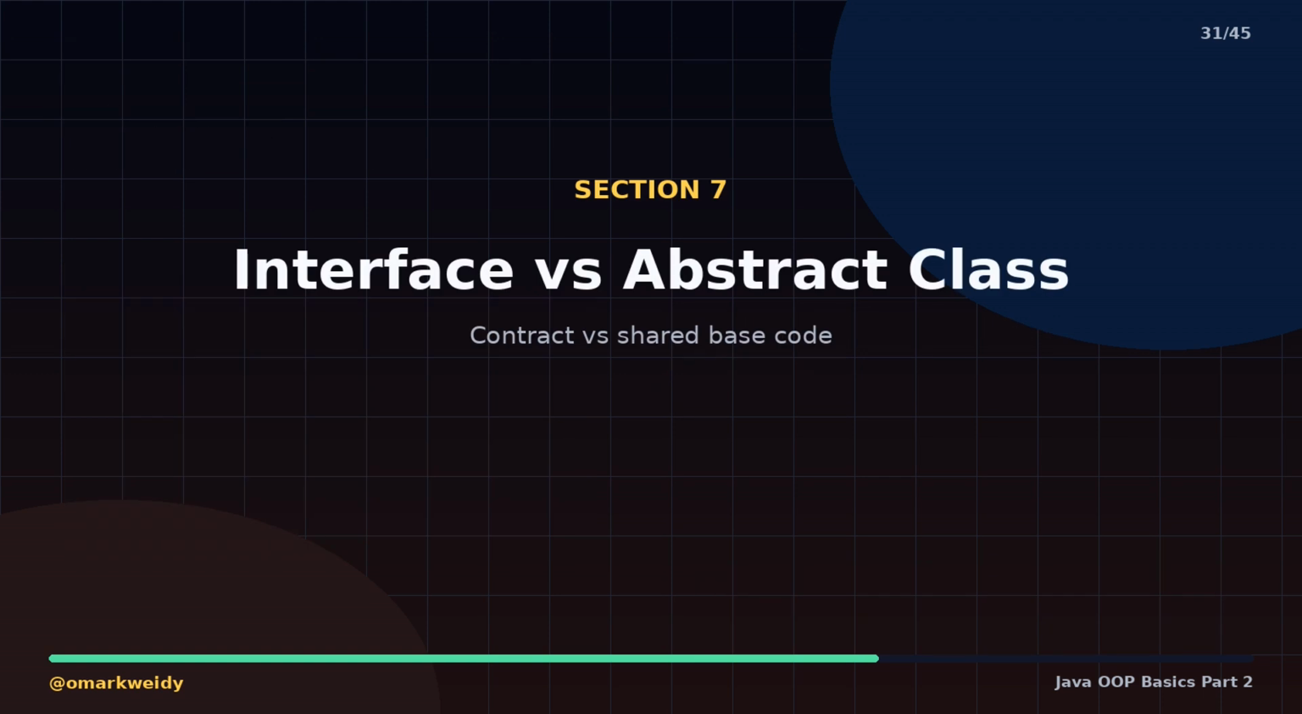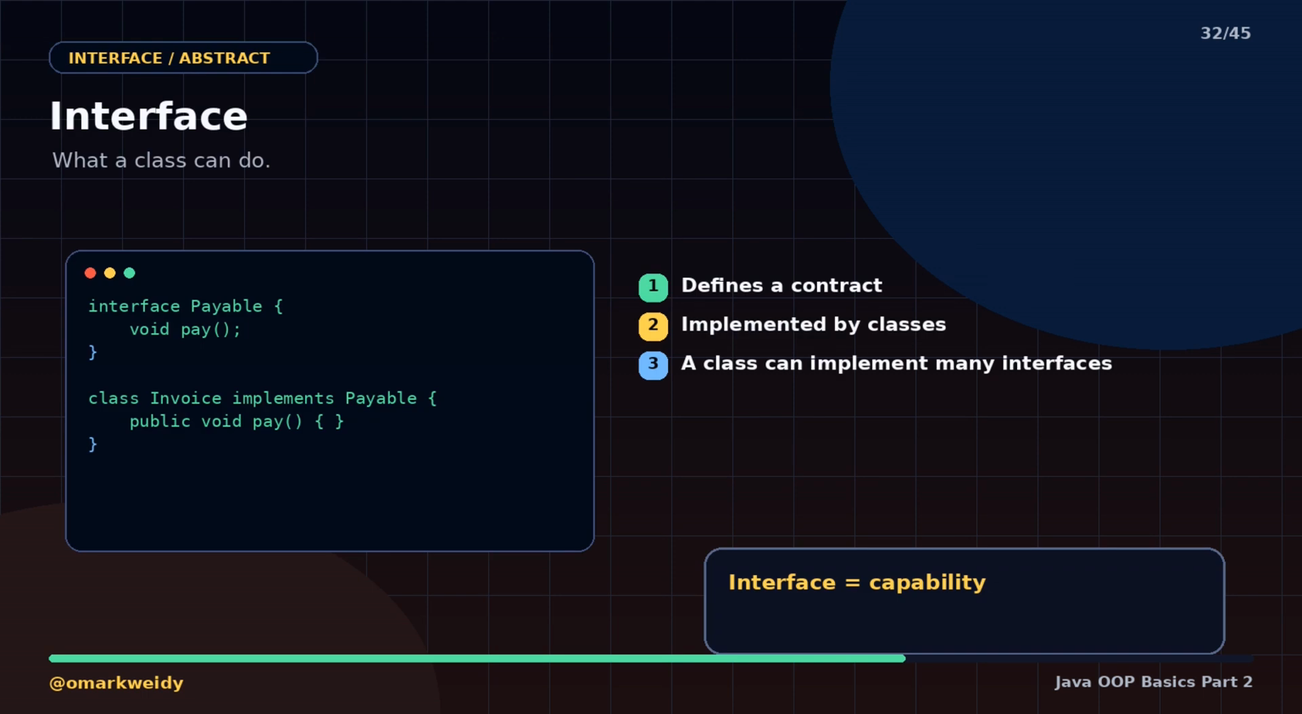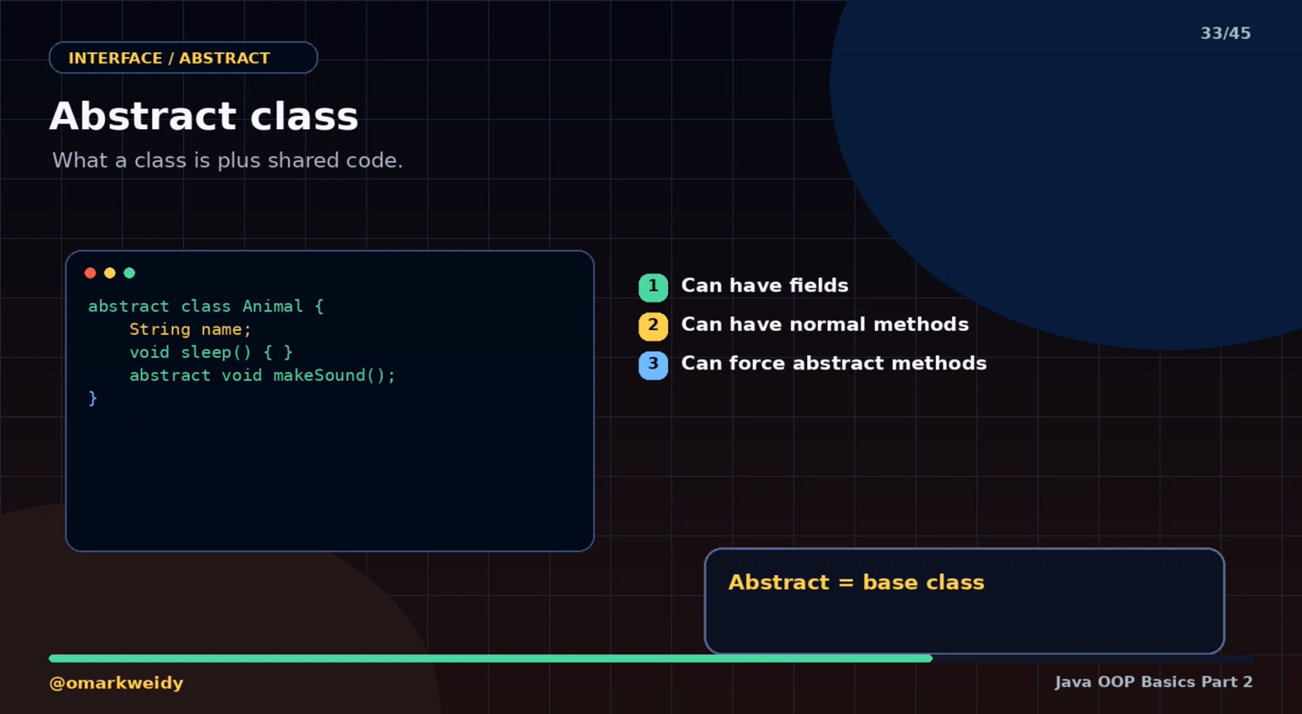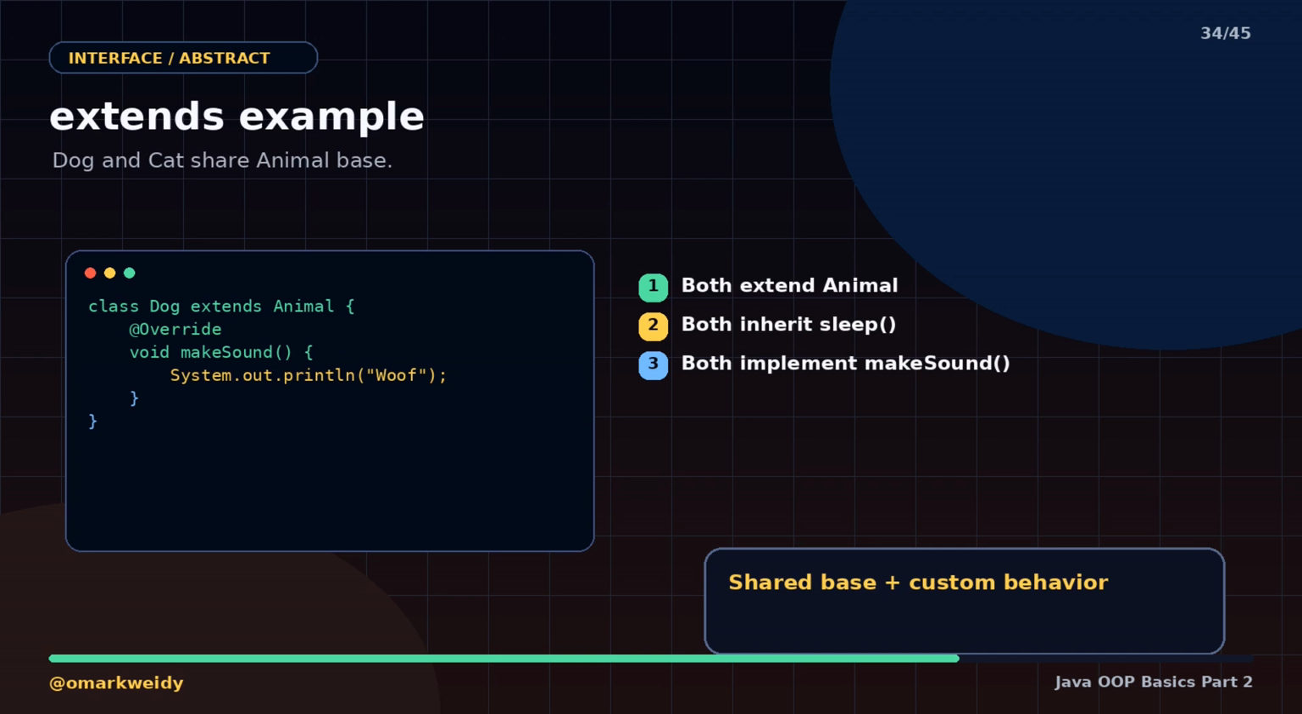Now, interface versus abstract classes. This is one of the most common Java interview questions. An interface describes what a class can do. It's a contract. For example, the class Payable must implement the pay method. An abstract class is a shared base class. It can contain fields, attributes, normal methods, and abstract methods that child classes must implement.